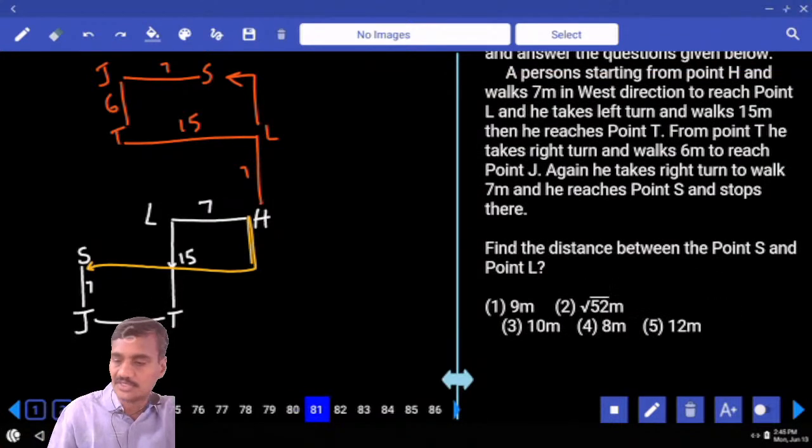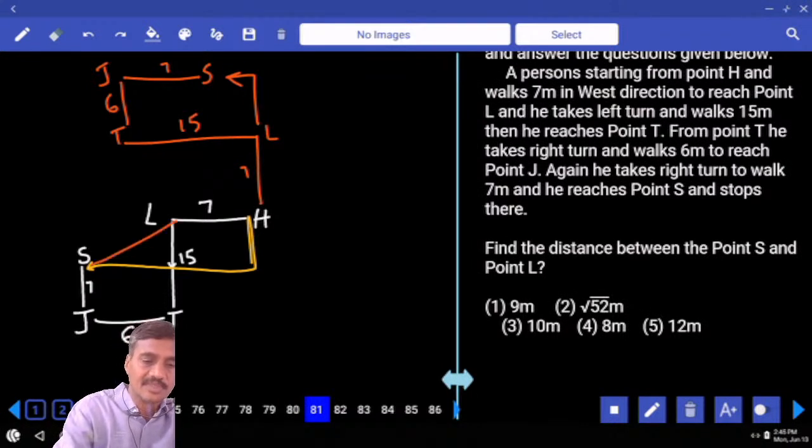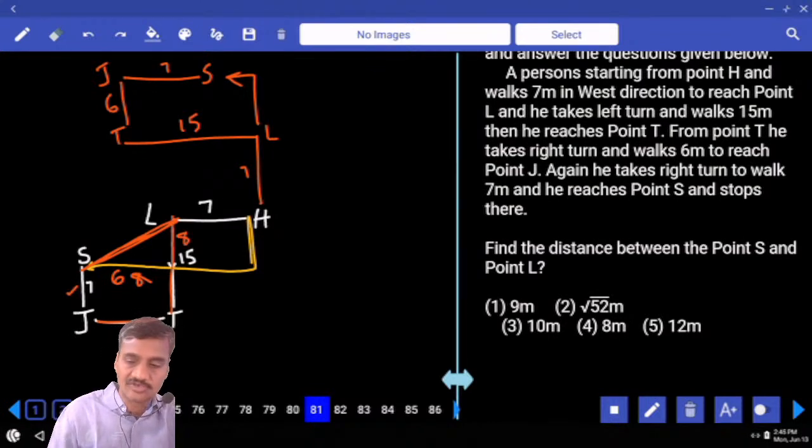The next one, 81st: find the distance between S and L. What is the shortest distance between these two? Out of these 15, 7 already gone, this is 8. And the other distance is 6 meters. So 8 squared plus 6 squared. The answer is 10 meters, choice 3, question 81.